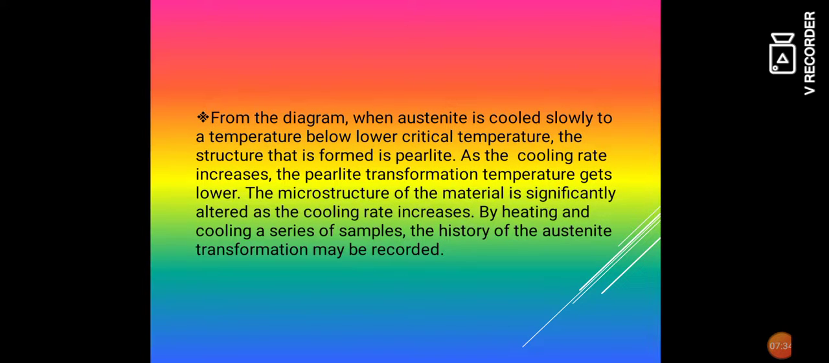From the diagram, when austenite is cooled slowly to a temperature below the lower critical temperature, the structure that is formed is pearlite. As the cooling rate increases, the pearlite transformation temperature gets lower. The microstructure of the material is significantly altered as the cooling rate increases. By heating and cooling a series of samples, the history of the austenite transformation may be recorded.